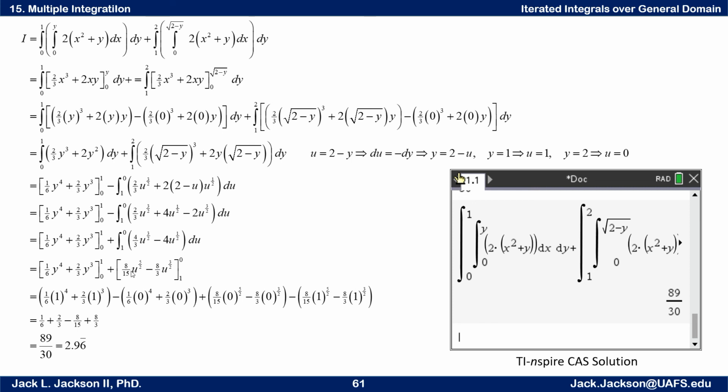On this one, when we plug in 0 for u, it's the first part that becomes 0. And when we plug in 1, we're just left with the coefficients. We do have the minus there, so this is minus 8/15 and then plus 8/3. Then get a common denominator there of 30, and it's not too hard to do that by hand. We get 89/30 or 2.96 repeating.